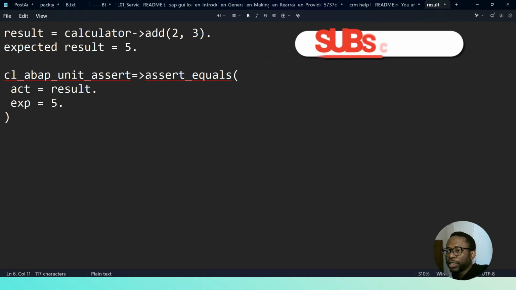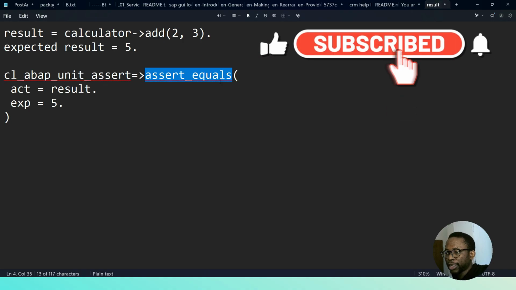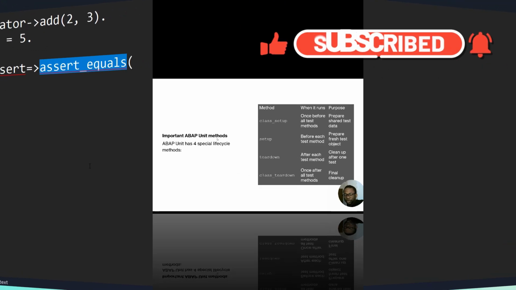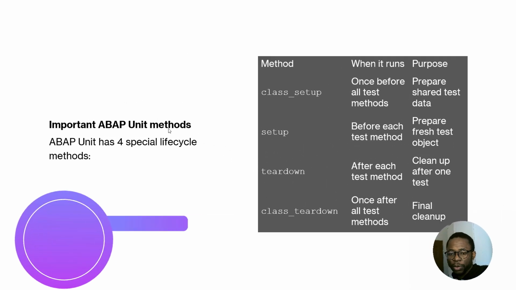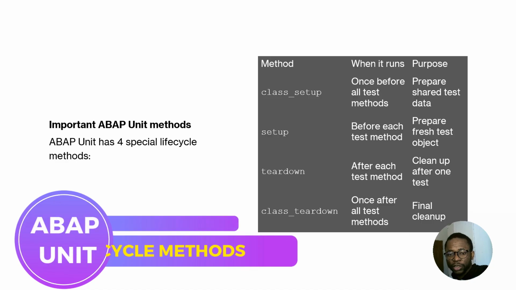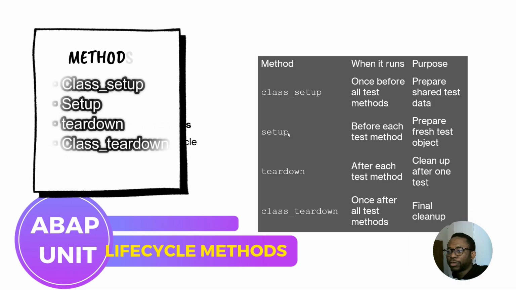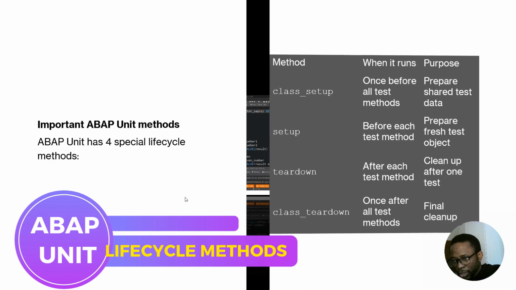Of course, there are different types of assert methods that you can call, so we'll look at that shortly. It is also important that you know about the ABAP Unit lifecycle methods. We have the class setup, the setup, the teardown method, and the class teardown. I'll show you how this works in the code.